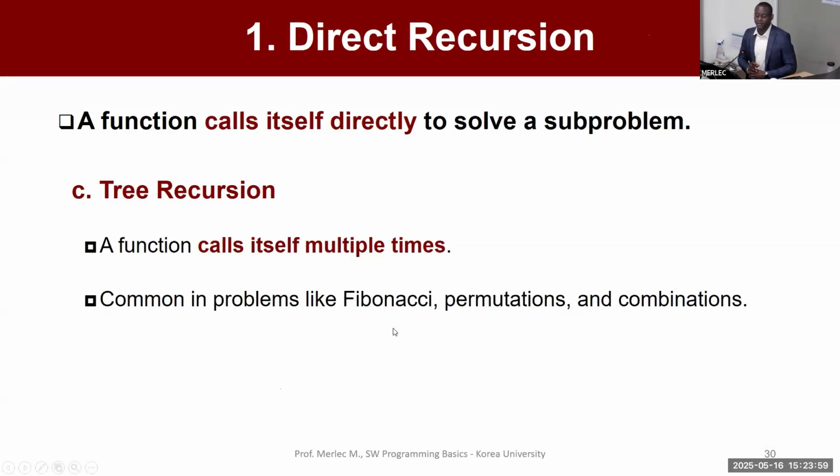The third type of direct recursion is the tree recursion. This type of recursion is for functions that call themselves multiple times. When a function calls itself multiple times, this is a type of tree recursion. It's like in the problems we've seen for Fibonacci or for permutation or combination. Such kinds of problems are organized as a direct recursion, particularly a tree recursive function.